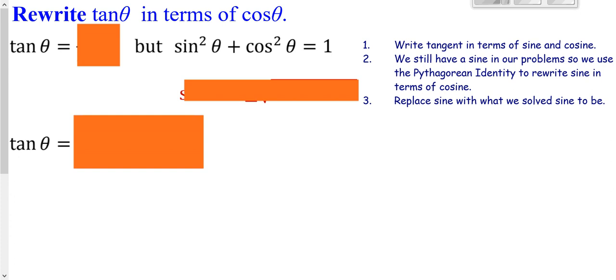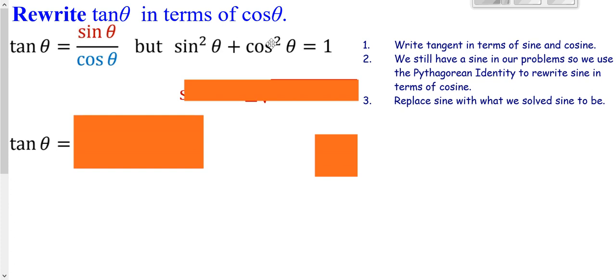So here you're asked to rewrite tangent in terms of cosines. Well, you know that tangent is sine over cosine. So that means we're halfway there. The problem's now in two parts. Half of it's in cosine. So now we've got to think about how can we relate sine to cosine?